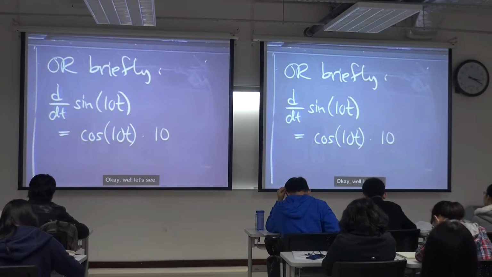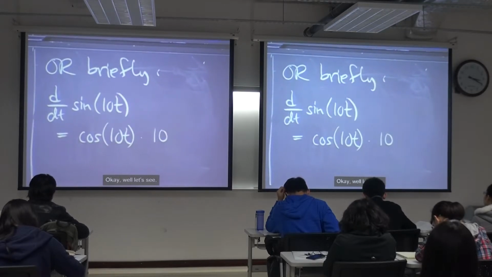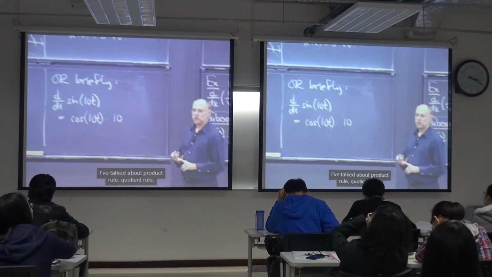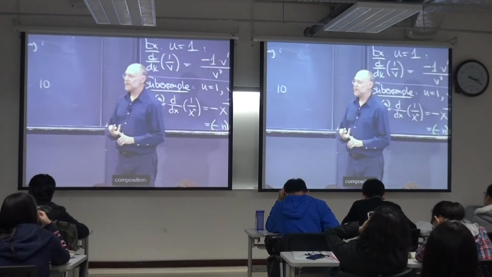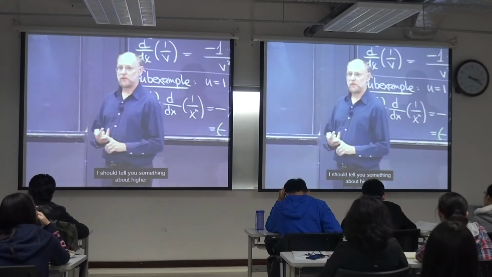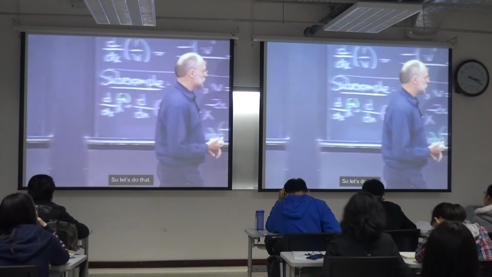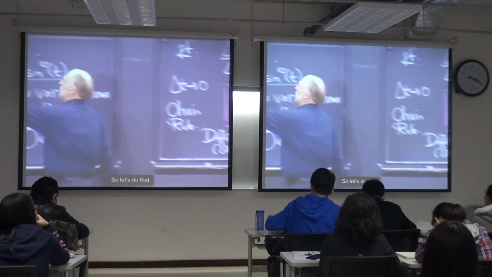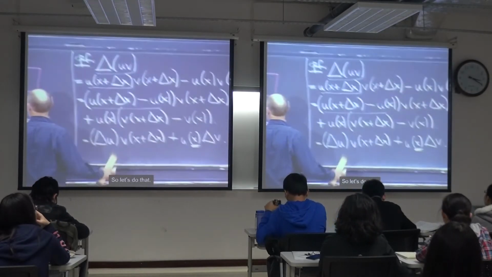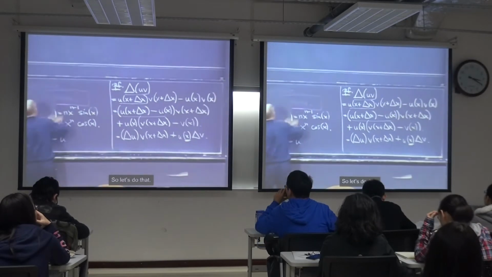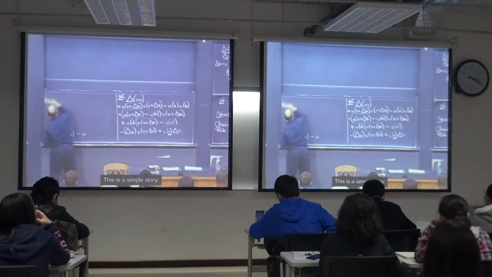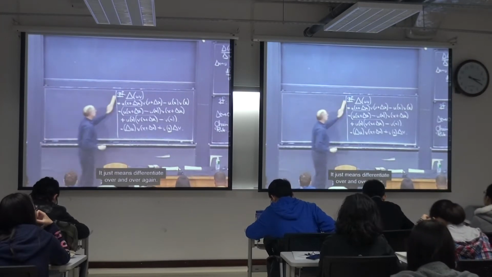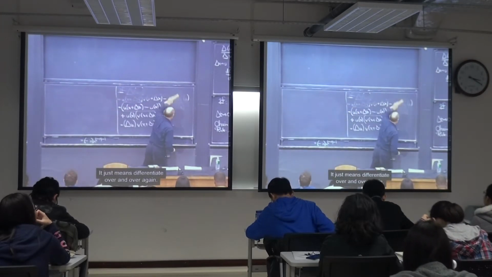Okay, well, let's see. What have I covered today? I talked about product rule, quotient rule, composition. I should tell you something about higher derivatives as well. So let's do that. This is a simple story. Higher is a kind of strange word. It just means differentiate over and over again.